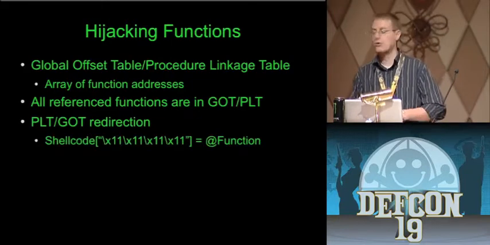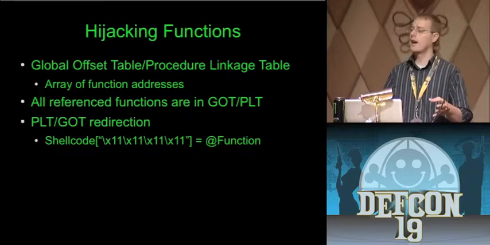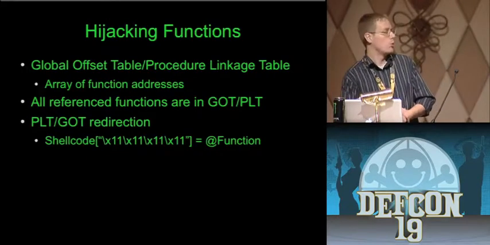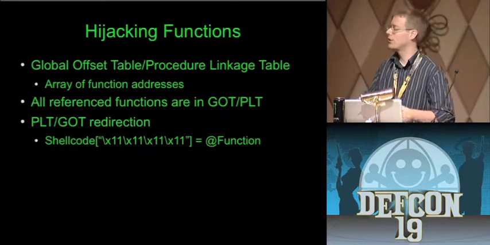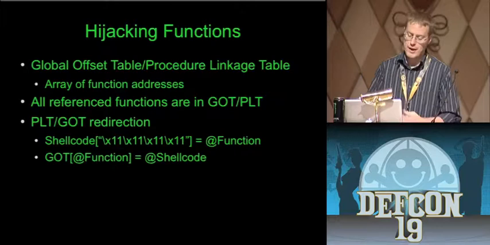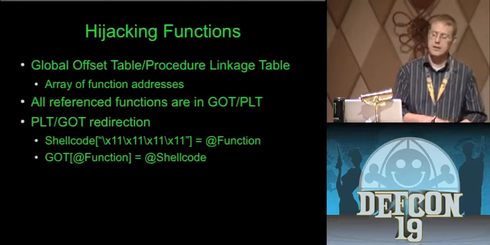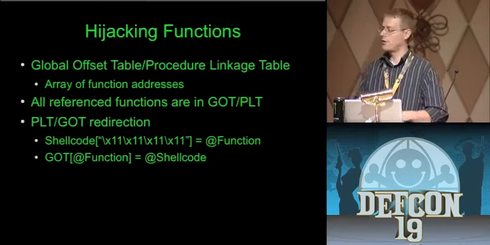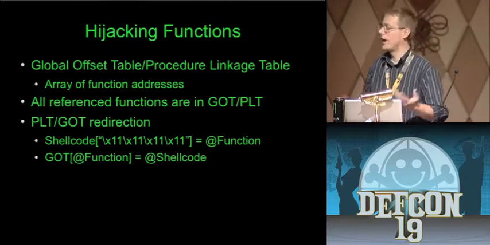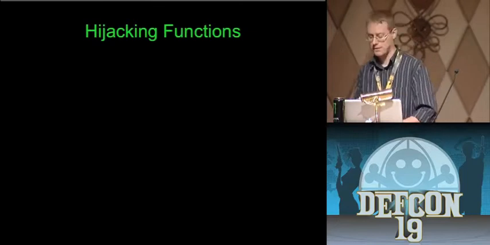We're going to create a stub entry in our shellcode, and we're going to overwrite that stub address with the address of where the function is really loaded in memory. And then we'll replace its corresponding entry in the GOT with the address of our shellcode. And that's the redirection. That's it. You've now hijacked a function.